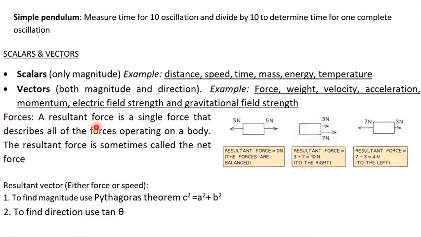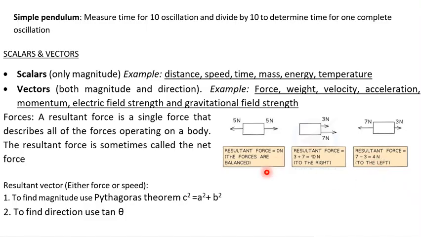Forces. A resultant force is a single force that describes all of the forces operating on a body. The resultant force is sometimes called the net force. Here you can see forces are in opposite directions, so 5 minus 5, resultant will be 0. Here you can see 7 Newton and 3 Newton acting in the same direction, so the resultant force will be 7 plus 3, 10 Newton. Here 7 Newton is on the left side and 3 Newton on the right side, so the resultant force will be 7 minus 3, that is 4 Newton.